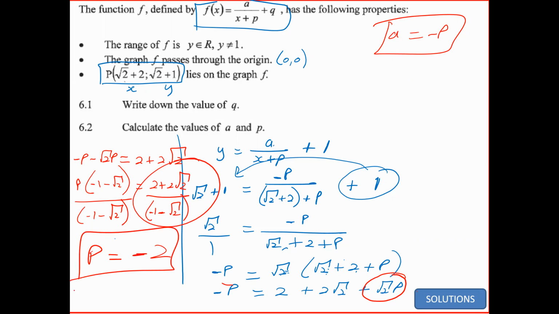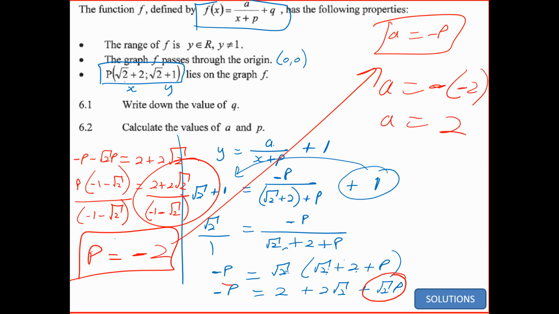Well done. So we found p. Now to find a, we are saying a is equal to the negative of p, which is negative 2. And that gives us a to be positive 2. That was a nice question, don't you think so? Okay, and then we have the equation. We have a and we have p. So I want to put it together.